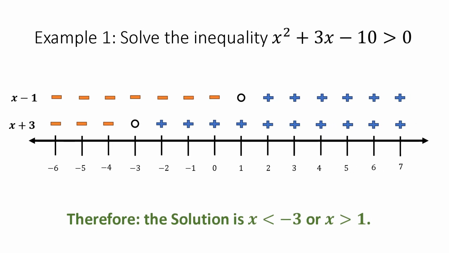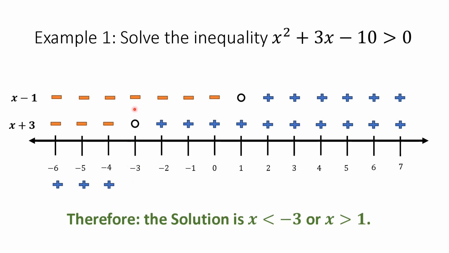In this part, I combined the two. As you can see, this is negative 3 and this is 1. Now, we are going to do the sign testing. Negative times negative, that is positive. As you can see, negative times negative would be positive. So therefore, going down is positive.